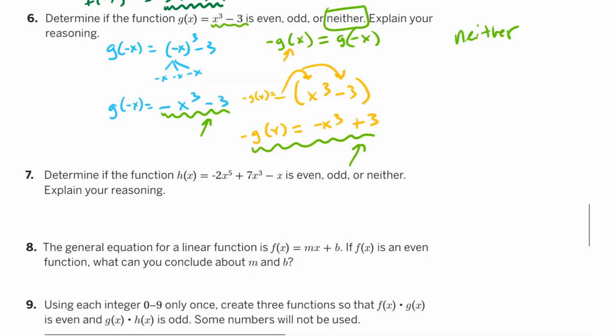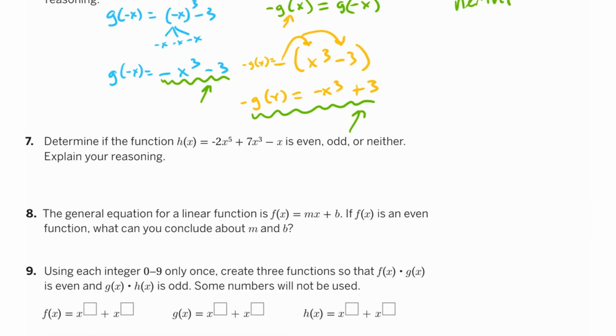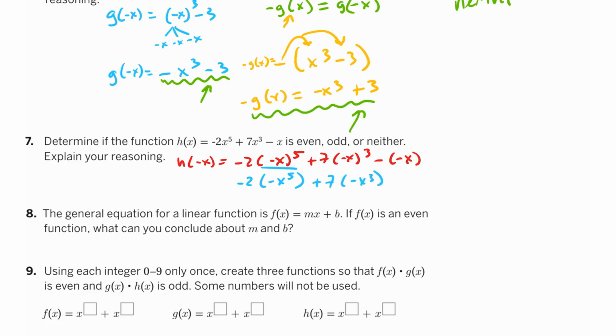For number 7, determine if the function h of x is even, odd, or neither. We're doing the same thing. First, checking if it's even. Negative 2 times negative x to the power 5, plus 7 times negative x to the power of 3, minus negative x. Because I get an odd degree, there will be 5 negatives, which will end up making this negative. So I'm going to have negative 2 times negative x to the power 5 plus 7 times negative x cubed, because it's odd, right? Negative times a negative times a negative, and then minus negative x.